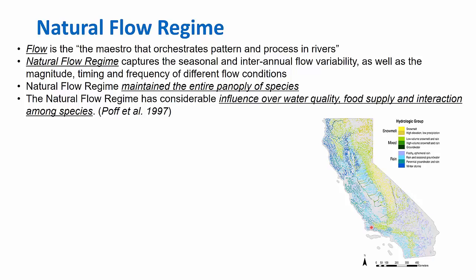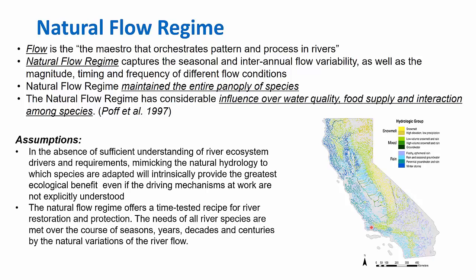So the natural flow regime not only matters in terms of quantity, but it also influences water quality, the food availability, and the interaction with other species. Some of the assumptions for the environmental flow, for the natural flow regime, is that if you do not understand how you can benefit or support a given river, try to imagine what the natural flow regime would be in the absence of humans, and that can provide you a very good understanding of what the requirements will be for that specific species.